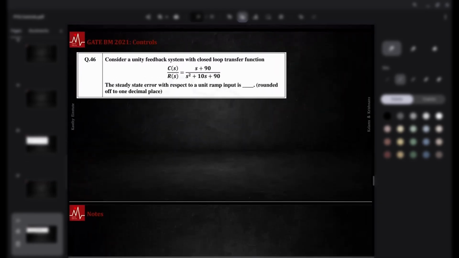How do you solve this? Just tell me how to solve this. Consider a unity feedback system, so your H of s is 1, and by default negative feedback. Okay, the closed loop transfer function is this. So they have given you the closed loop transfer function, right?